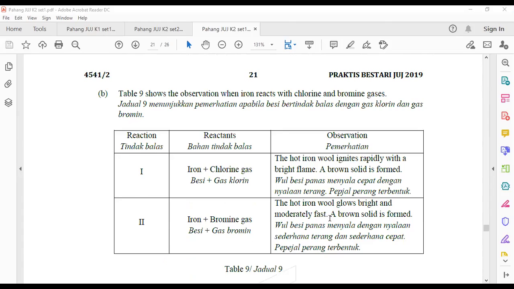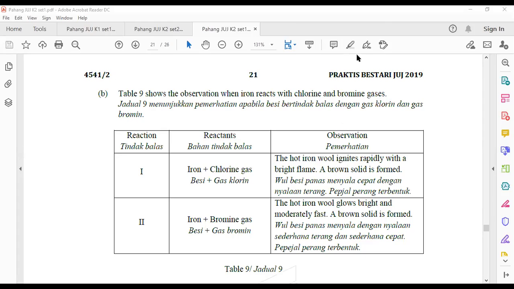Okay, now next part. It has been a long time since we discussed a question related to iron, the reaction between iron and halogen. So now here is the question. Iron reacts with chlorine and bromine gases. Can you see the reactants here? Now we want to look at the observation. What's the difference that you get from the observation?